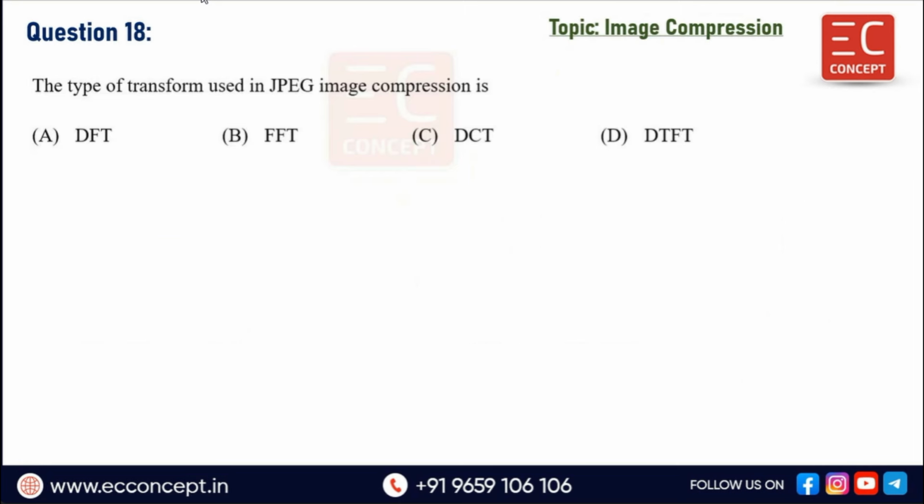So next question, question number 18. Image compression la ketirukanga. Okay, so for JPEG image compression, what type of transform do we use? Discrete cosine transform. This is one of the standard questions for us. Okay, so DCT we will use for JPEG image compression.